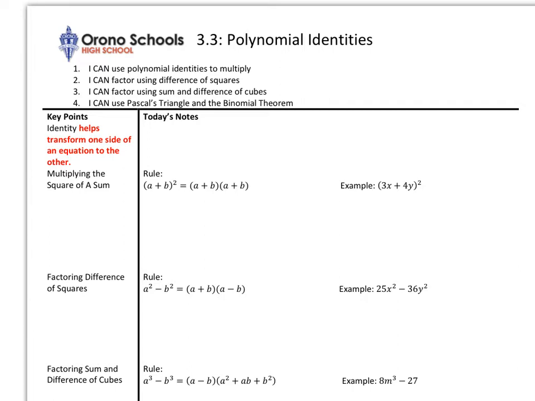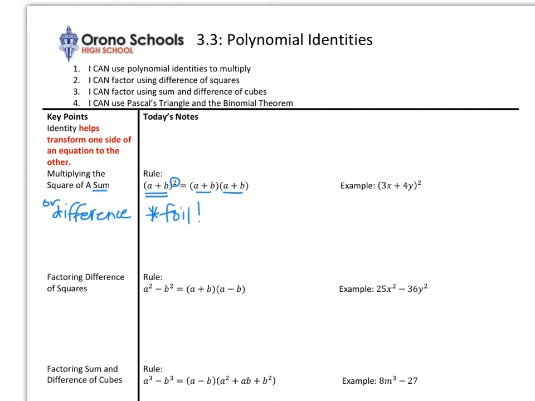Let's start off by multiplying a square of a sum. And this actually works for sum or difference. You can do it for adding or subtracting. And the rule is this: if you have a parenthesis being squared, remember you have to write it out 2 times. That would be the square of that sum. From here, you'll just FOIL.